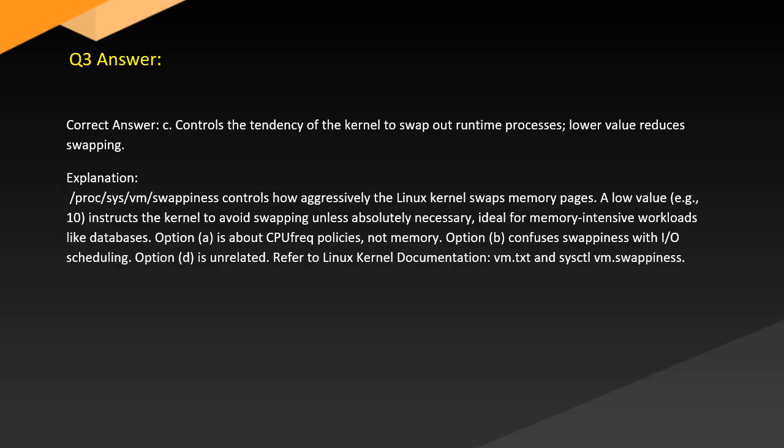Option A is about cpufreq policies, not memory. Option B confuses swappiness with I/O scheduling. Option D is unrelated. Refer to the Linux kernel documentation, sysctl and vm.swappiness.